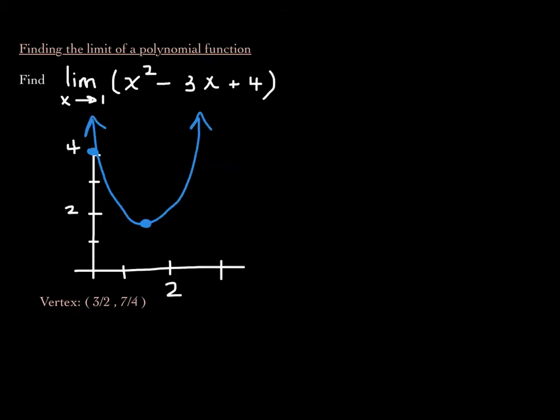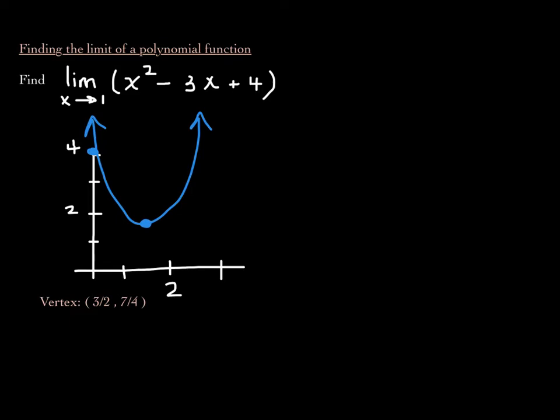All right, folks, I have a rough sketch of our function here. This was that vertex I found, which was (3/2, 7/4). Here's the y-intercept. So the question is, as x approaches 1 on both sides, what are the f of x values approaching? Again, as x approaches 1, what is happening to f of x?